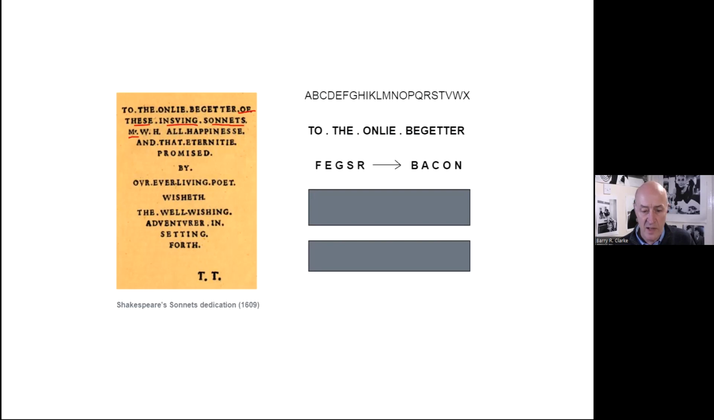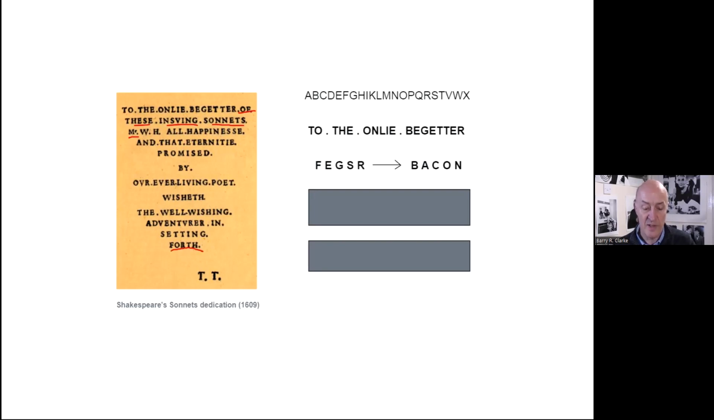If you take the word in the last line, fourth, as a shift indicator, and you shift each of the letters F, E, G, S, R 4 places backwards in the alphabet, then you get Bacon.